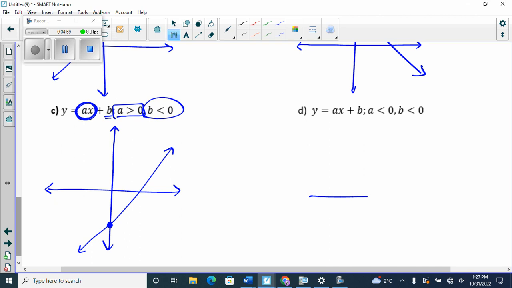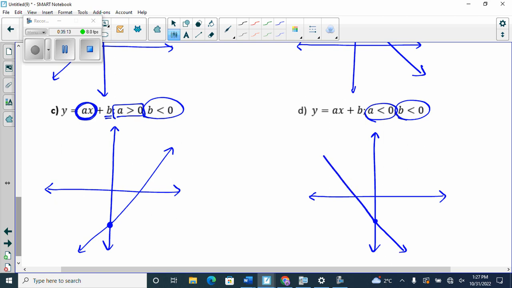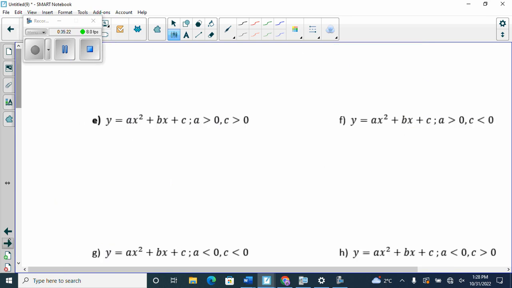Okay. This one, I have a negative y-intercept, and I end down on the right, because it's a negative leading coefficient. Pretend that's a straight line. Then we're going to flip over. We have quadratics. So now we have parabolas, correct?